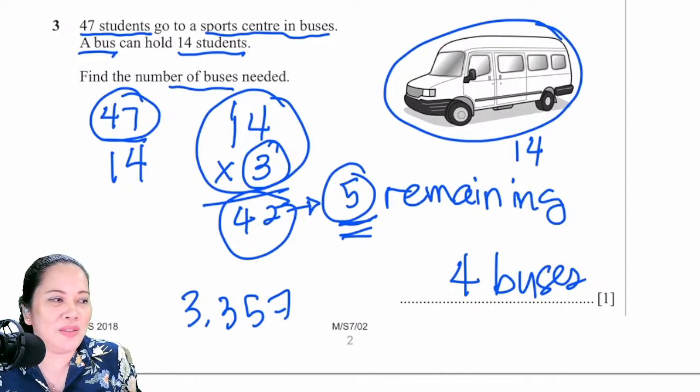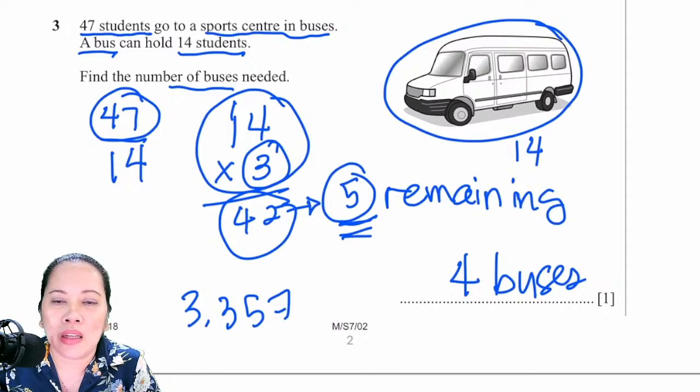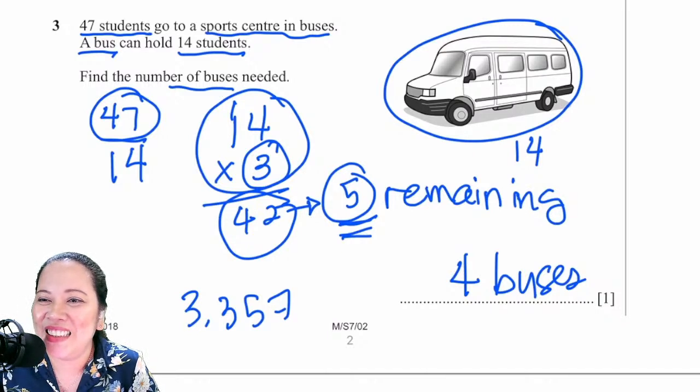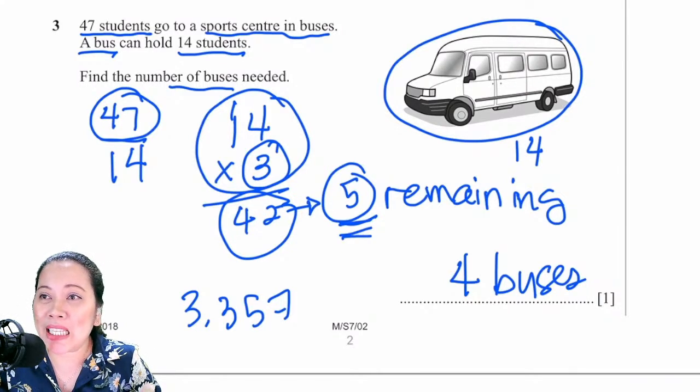So which means that I need 4 buses. Any question before we proceed? Any question? Why is it 4? All clear? I hope it's clear.